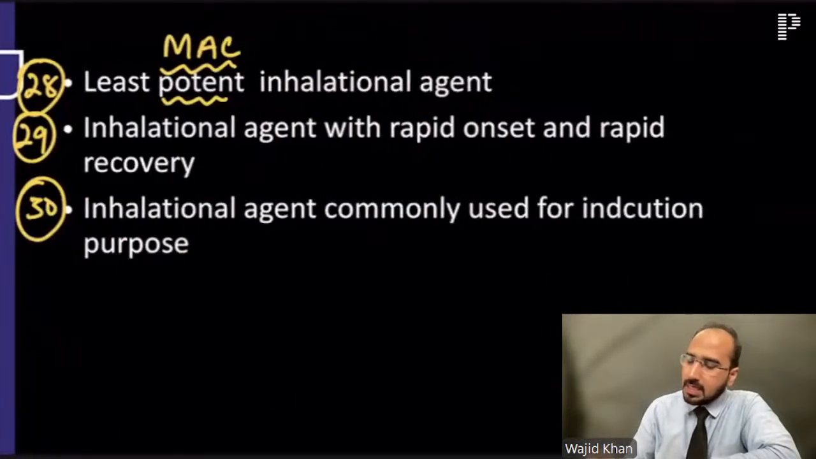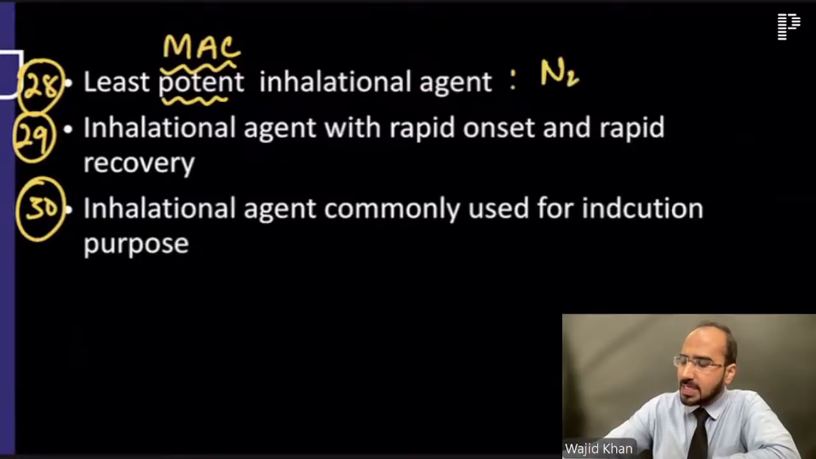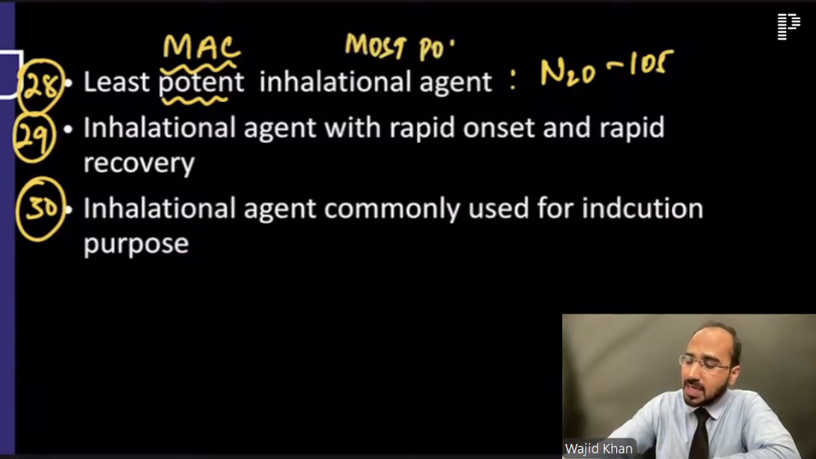So anyways, coming back to our question, guys. Which is the least potent inhalational agent? The least potent inhalational agent is nitrous oxide, which has a MAC value of 105, the highest. Which is the most potent inhalational agent? The most potent is methoxyflurane.